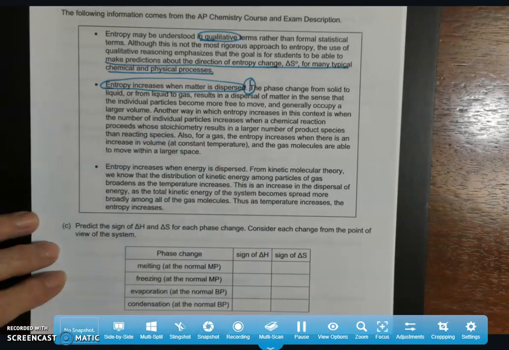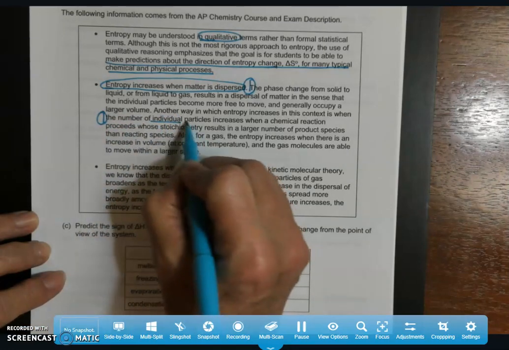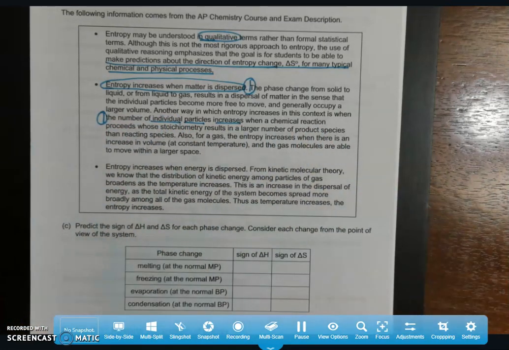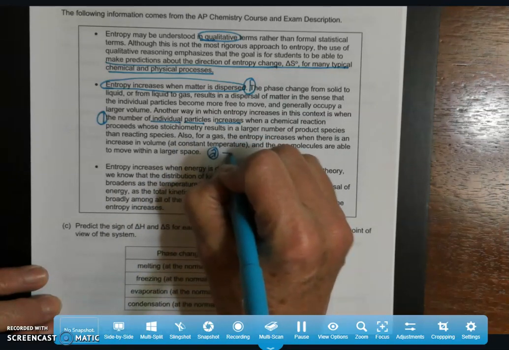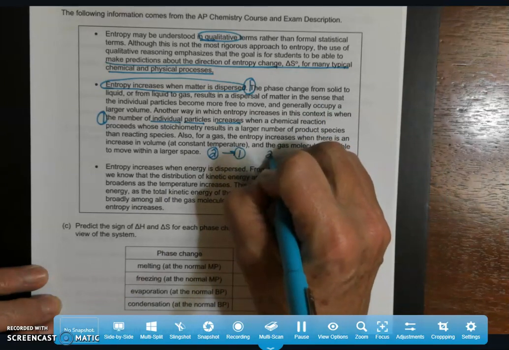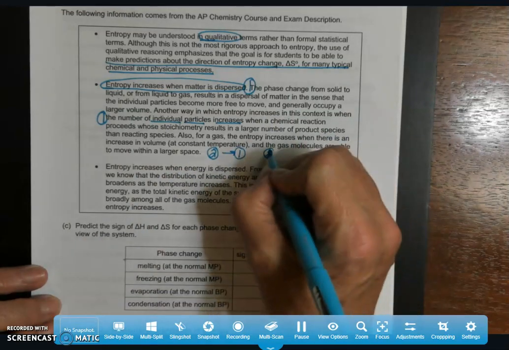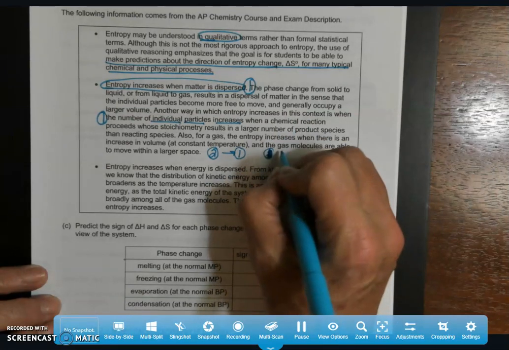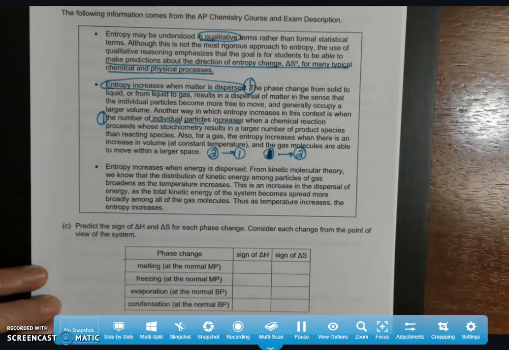Another way in which entropy increases in this context is when the number of individual particles increases when a chemical reaction occurs. In the case of a decomposition reaction, going from one particle to two would be an increase in entropy. But a synthesis reaction, where I would go from two particles to one, might be a decrease in entropy.